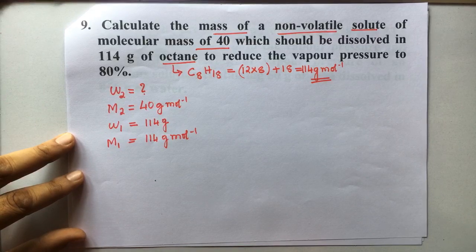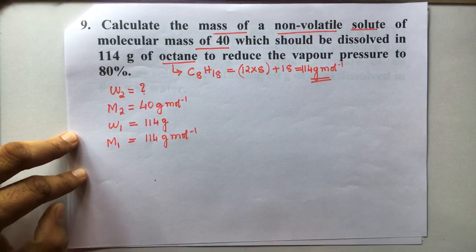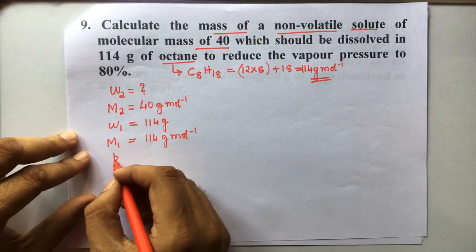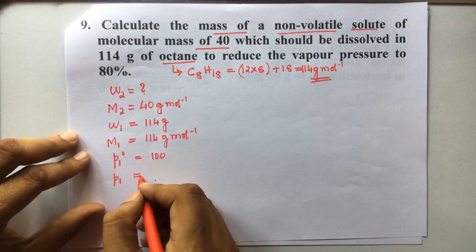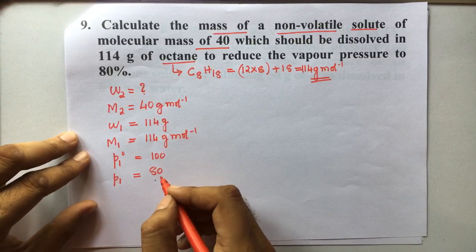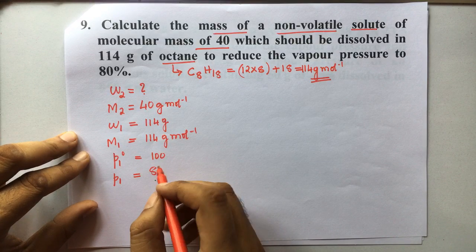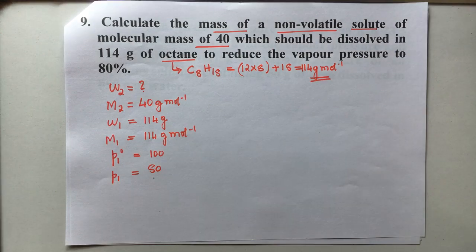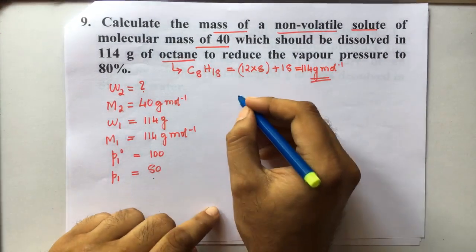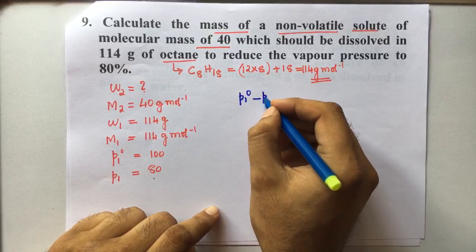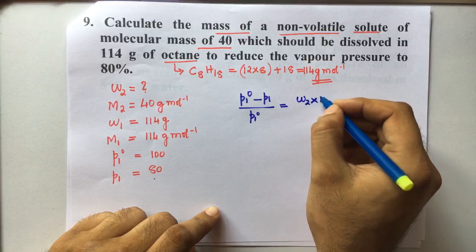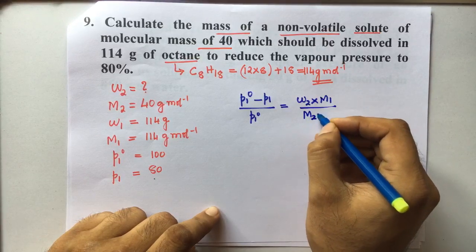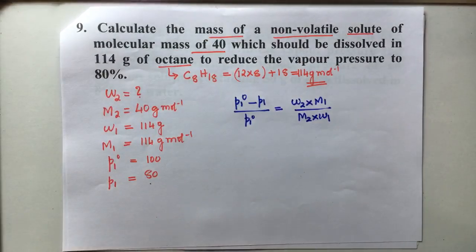The vapor pressure has to decrease to 80%. In terms of percentage, let us say P1 naught is 100, then what will be P1? It has to be reduced to 80%, means P1 is 80. Now we have to calculate what is W2. Definitely we know the formula for RLVP. The formula for RLVP is P1 naught minus P1 divided by P1 naught, that is equal to W2 into M1 divided by M2 into W1.